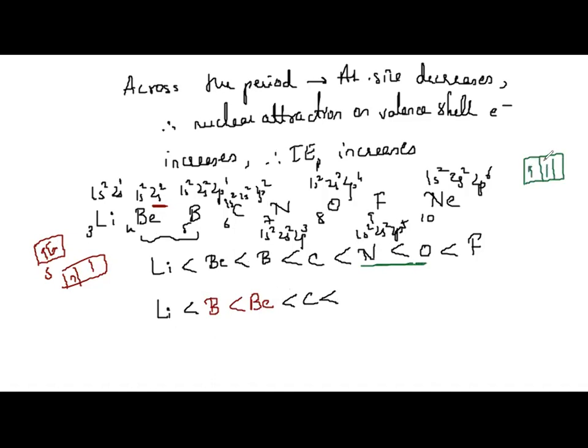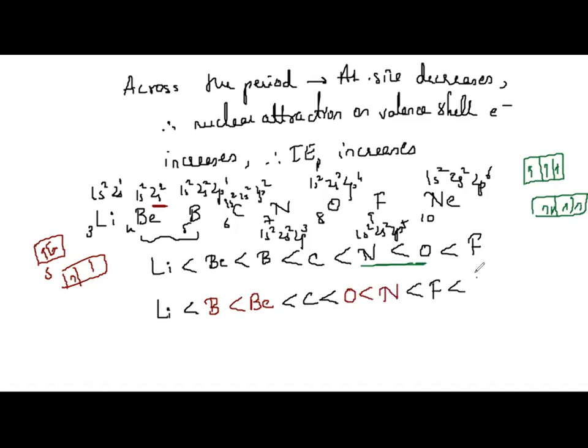Now, if you observe the configuration for nitrogen and oxygen, for nitrogen, it is in the p orbital, spin up, spin up, spin up, 3 electrons. Whereas for oxygen, it is spin up, spin up, spin up, spin down. So in case of nitrogen, it is having half-filled orbital configuration in the outermost shell that becomes extra stable. Therefore, to remove the electron from half-filled requires more energy compared to oxygen. Therefore, oxygen will have lower ionization energy than nitrogen.